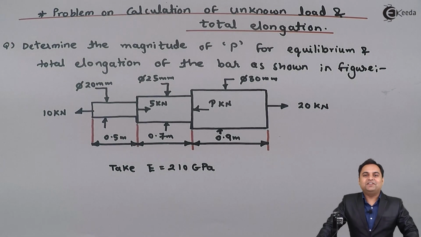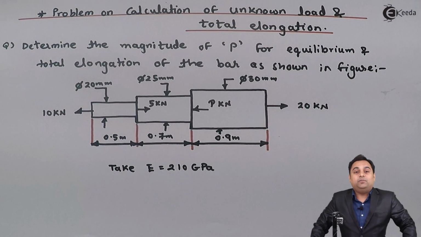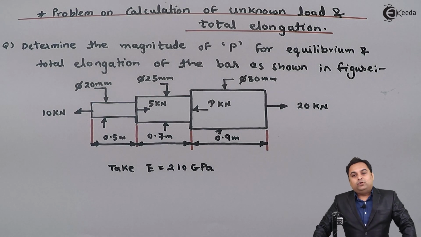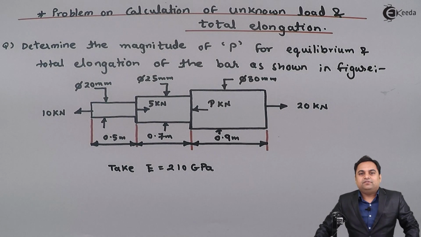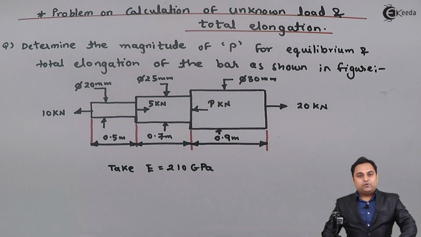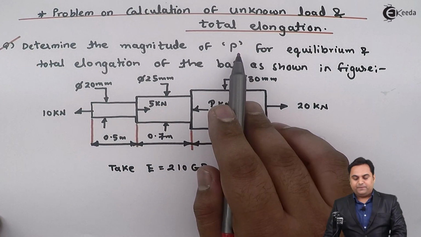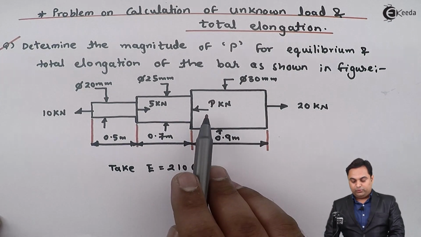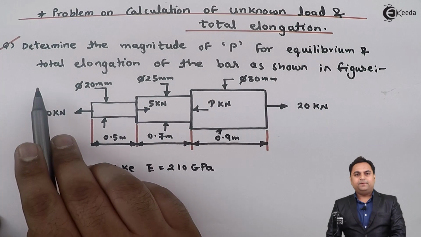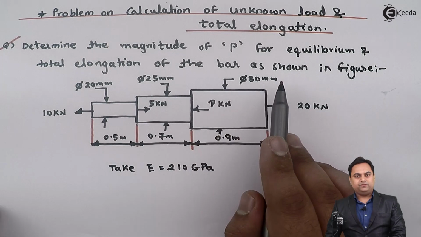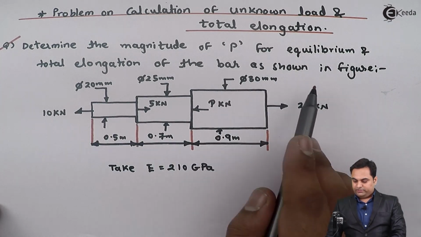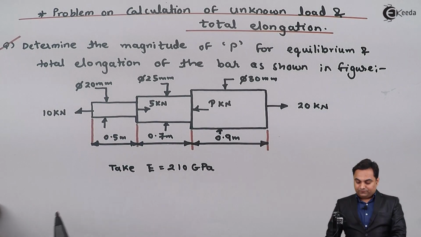Hello friends, here in this video we will see a problem on the unknown load and total elongation. Here we have a question. Determine the magnitude of P, which is the unknown load here, for equilibrium and total elongation of the bar as shown in figure. This diagram is given.